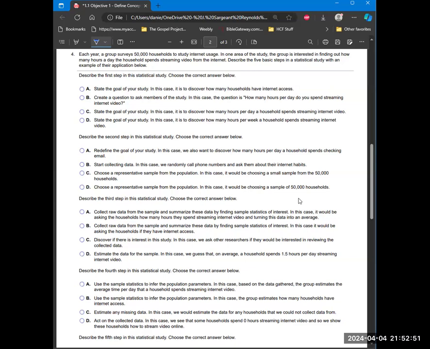So first, describe the first step in this statistical study. And the first step in this statistical study would be to state the goal of your study. And in this case, it is to discover how many hours per day a household spends streaming internet video, which is option C. Now we want to describe the second step in the statistical study, and that would be to choose a representative sample from the population. In this case, it would be choosing a sample of 50,000 households. That was option D.